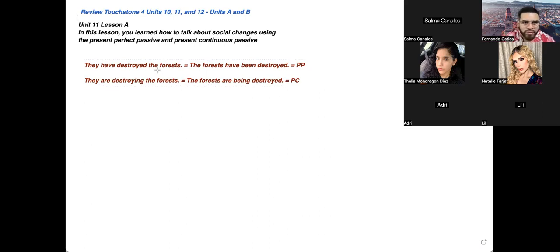All you have to do is identify the object, you know, the person or the thing after the verb, and then you're going to move it to the beginning of the passive sentence. Lo que tienen que hacer es identificar el objeto de la oración activa y moverlo al inicio de la oración pasiva. That's it. And then you just have to follow the structures. The structures are like this.